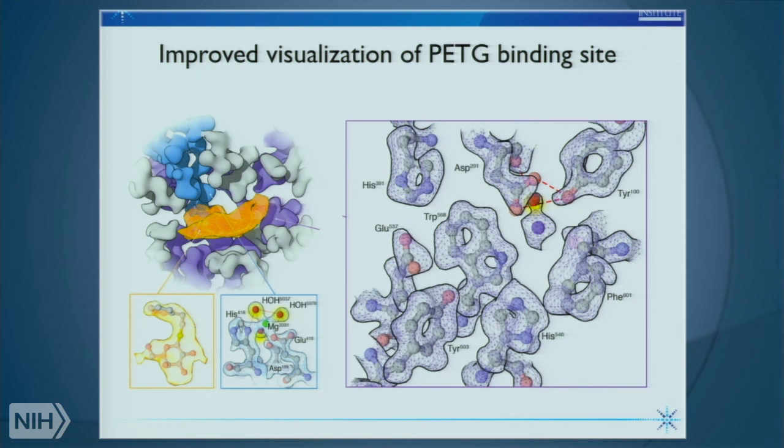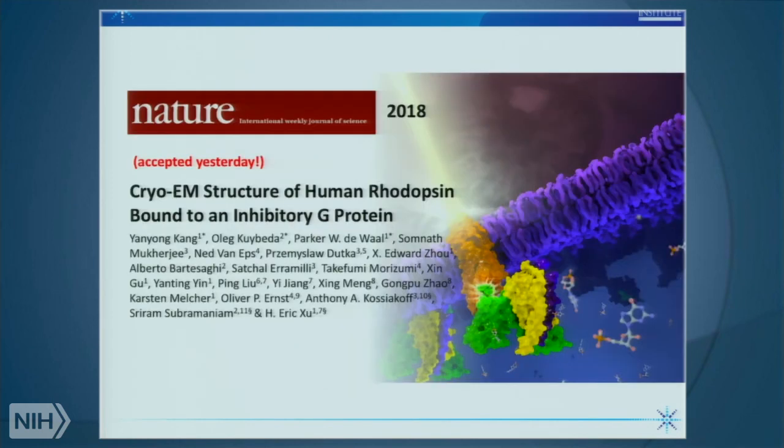The very last example I want to share with you is a paper literally just accepted provisionally yesterday. It's work on human rhodopsin bound to an inhibitory G protein. And this work actually has very special significance for me because I came to the NIH and was given a job to work on rhodopsin. So finally, in some small measure, we can show that we can make a contribution to the structure of rhodopsin.